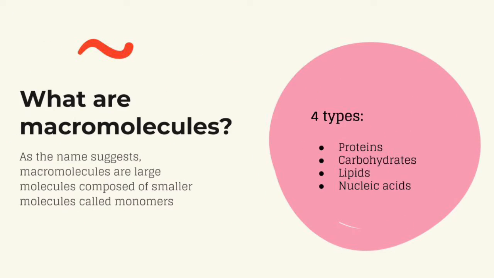So first, what exactly is a macromolecule? A macromolecule is simply a big molecule made up of smaller molecules called monomers. The four kinds of macromolecules are proteins, carbohydrates, lipids, and nucleic acids.